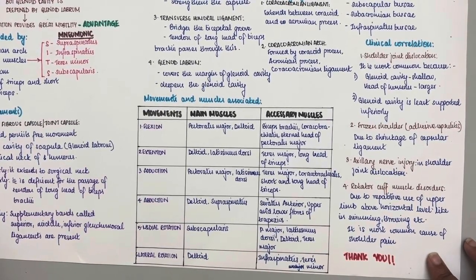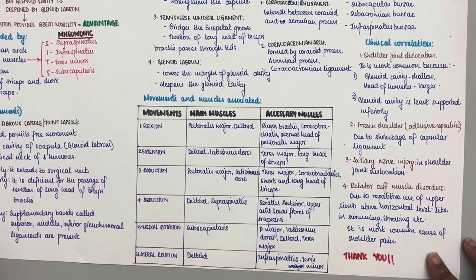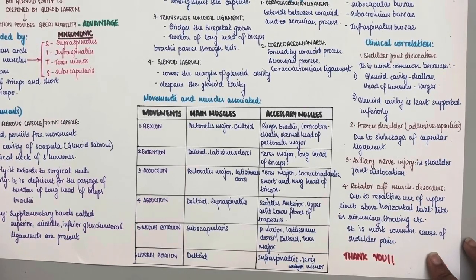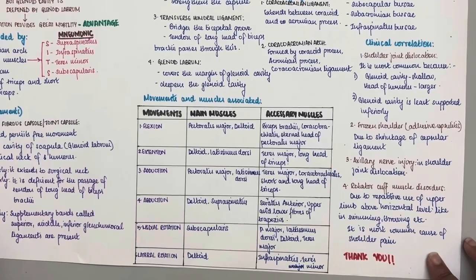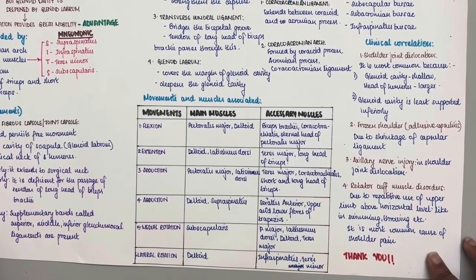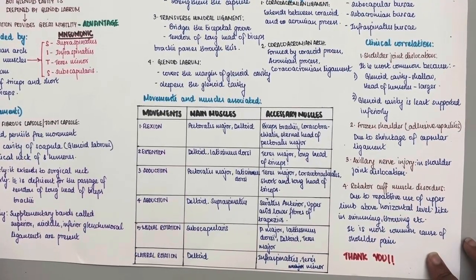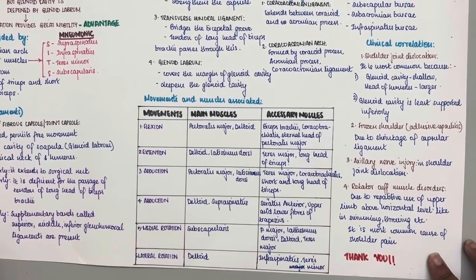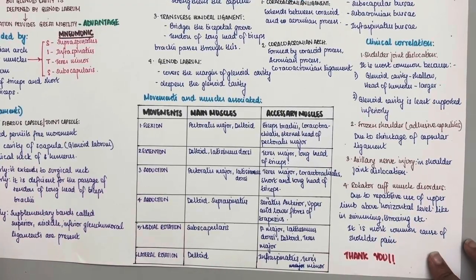So flexion is majorly contributed by pectoralis major and deltoid. Extension is majorly contributed by deltoid and latissimus dorsi. Adduction is majorly contributed by pectoralis major and latissimus dorsi. Abduction is majorly contributed by deltoid and supraspinatus. Medial rotation is by subscapularis, and lateral rotation is by deltoid.